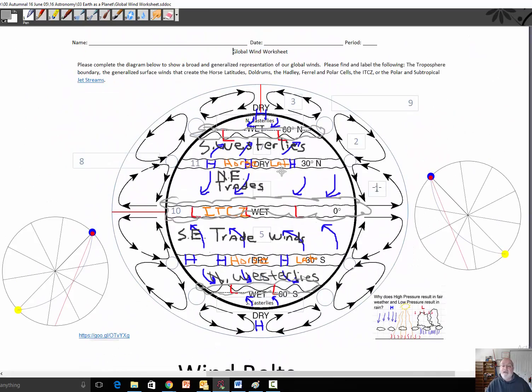I don't have, okay, so we haven't called these things. This is what's called the Hadley cell. Convective cell. Same thing over here. I'm just going to write HC. And the same thing down here. And these are where the two Hadley cells converge at the surface, and they diverge at the upper level. And notice that the troposphere boundary is called the tropopause.